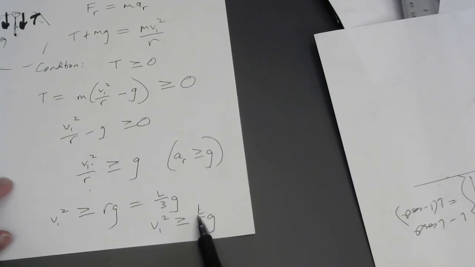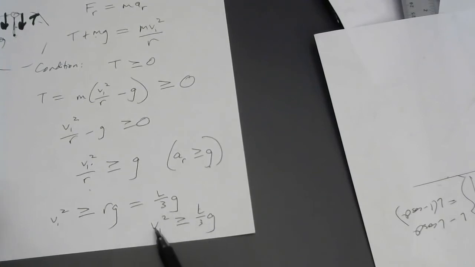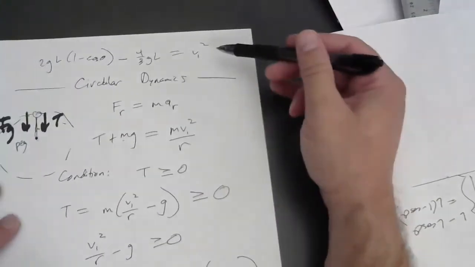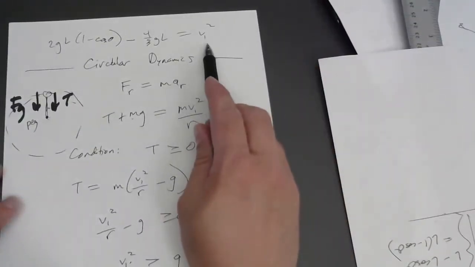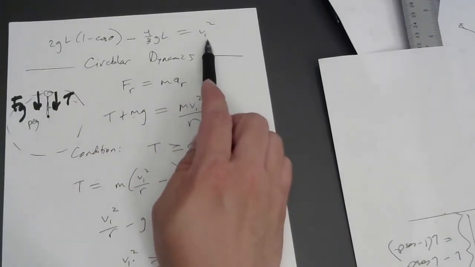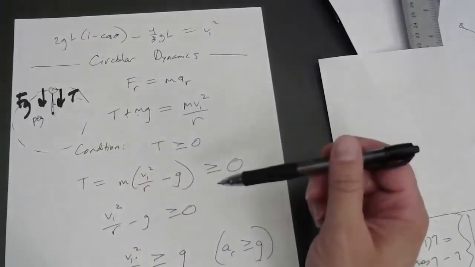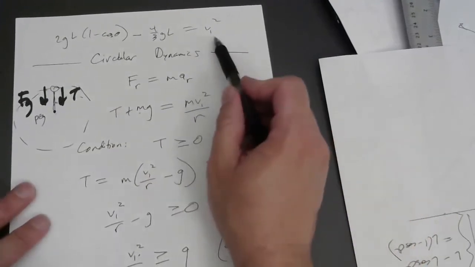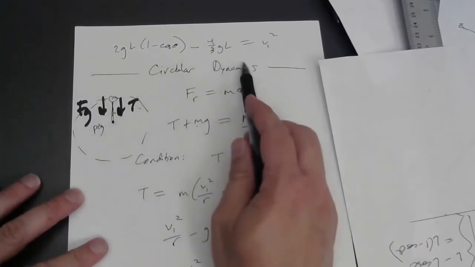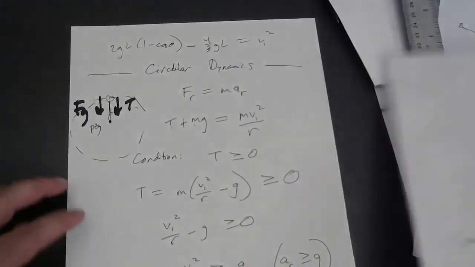Okay, it makes sense. The longer the string is, the faster it needs to be going at the top so that the string doesn't go slack. Now let's go back to this equation. V1 squared from conservation of energy is equal to this, because all the kinetic energy at the top is coming from that initial potential energy. So if this has to be greater than or equal to 1/3 Lg, then this must also be greater than or equal to 1/3 Lg.